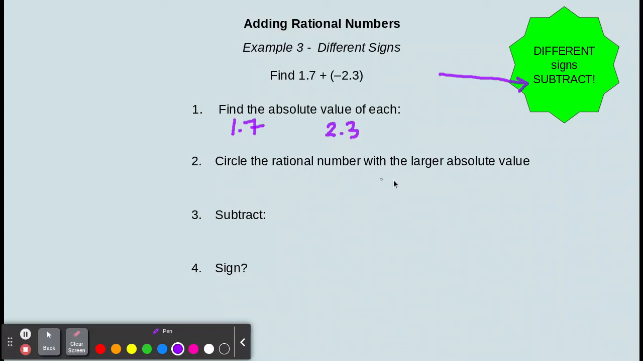Now we need to circle the rational number with the larger absolute value. That's this one. We want to make note of its sign. It's a negative sign. The next step is to subtract our absolute values. 2.3 minus 1.7 is 0.6. But what sign do we use? Remember, it's the one that we circled up above. It's a negative, so it's a negative 0.6.